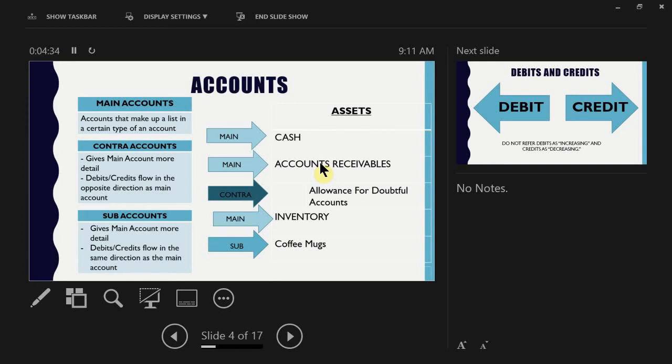All right. And then again, looking at the difference between a main account and a sub account, my second example is inventory. Inventory is the main account, but inventory is so broad. If you're a company and you just put everything in inventory, you also want to be specific because you want to keep track of the specific item. So we break it down into a sub-account, and we create coffee mugs. It's considered inventory, but it's a specific type of inventory.